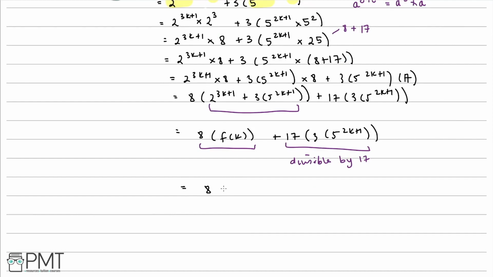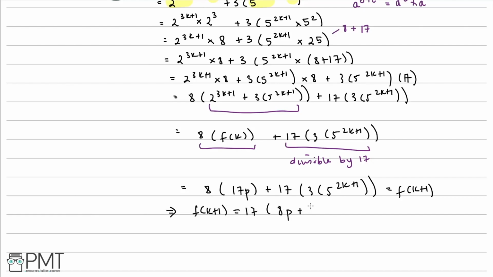So that means that 8 times 17p plus 17 times 3 times 5 to the power of 2k plus 1 will be equal to f of k plus 1, if our assumption statement that f of k is divisible by 17 holds true. And thus we can factor out a 17 from this entire expression, as this implies that f of k plus 1 is equal to 17 times by 8p plus 3 times by 5 to the power of 2k plus 1. And thus f of k plus 1 is divisible by 17.